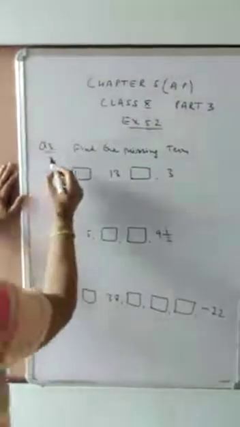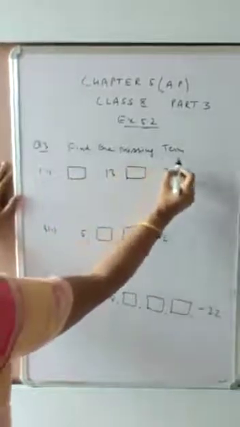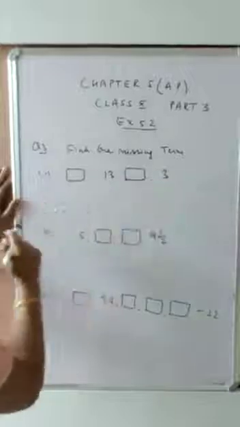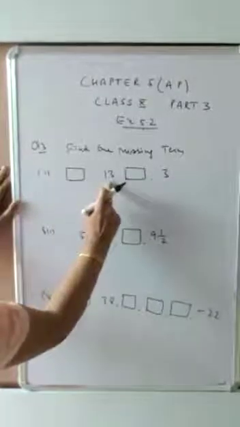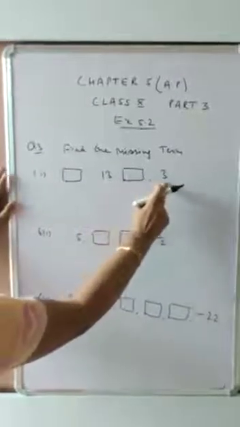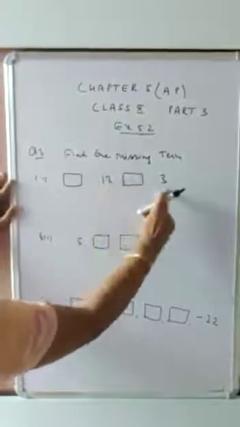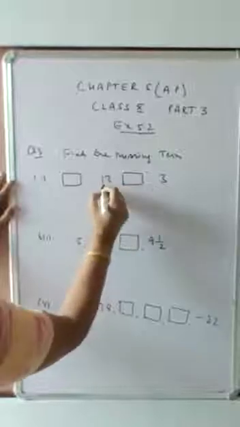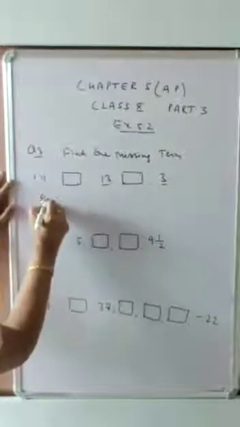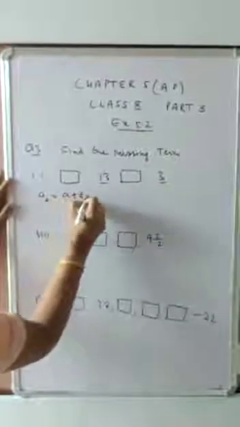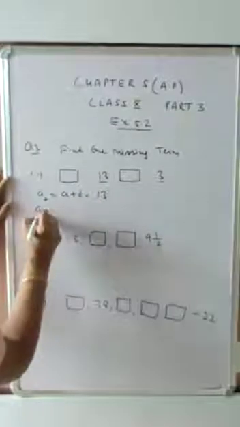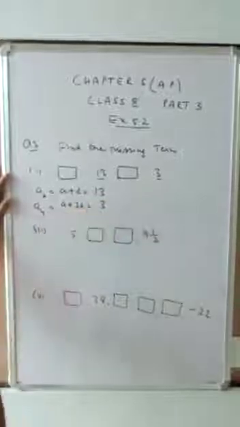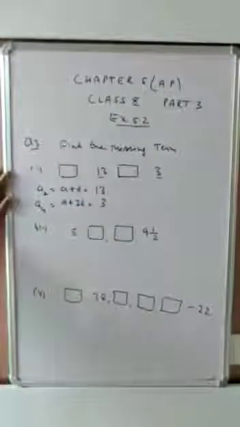Next, find the missing terms of the AP. How to read this question? It is already an AP: first term, second term, third term, fourth term. Second and fourth terms are given. I want to find the first and third terms. So a2 will be written as a plus d. This is 13. And a4 is a plus 3d. It is 3. So the first step is clear.